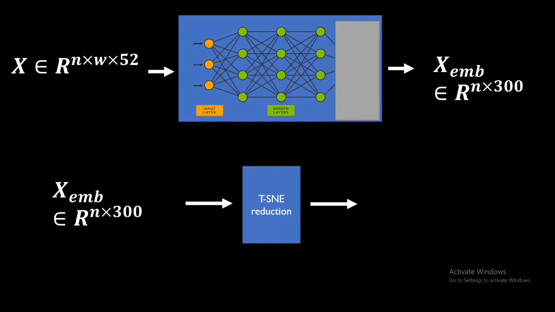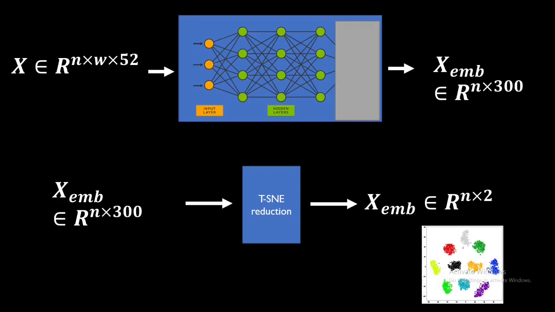Next, I'm just going to put this X embedding into my t-SNE and convert it to a two-dimensional vector. Then using a scatter plot, I can see how my class discrimination is. If my classes are well apart from each other, that means my LSTM network is able to learn very good features and it is able to classify properly. All right. So let's see how we are going to execute this in the Jupyter notebook.